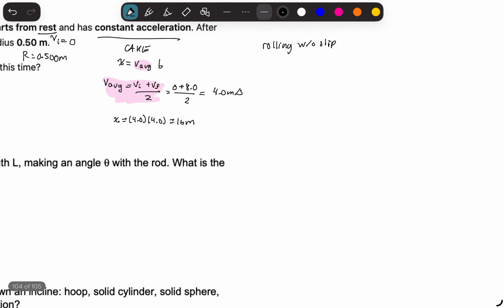Now, we are going to use our rolling without slipping condition, because we have rolling without slipping in the scenario that was described. So you have x is equal to r times theta. If you rearrange this, you can solve for theta. You divide both sides by r, so theta is equal to x over r.